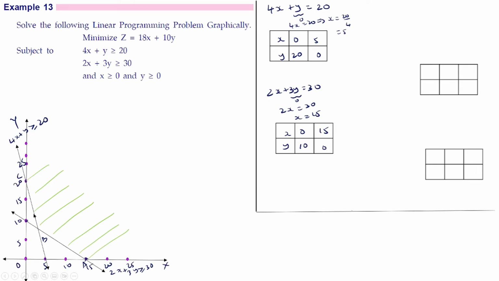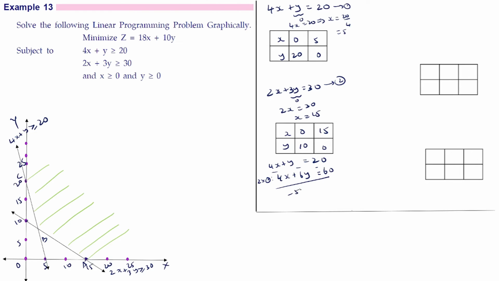So the equation of this line is 4x plus y equal to 20, and the equation of this line is 2x plus 3y equal to 30. If we take this as 1 and this as 2, then we take the first equation minus 2 times the second equation, 4x plus 6y equal to 60.